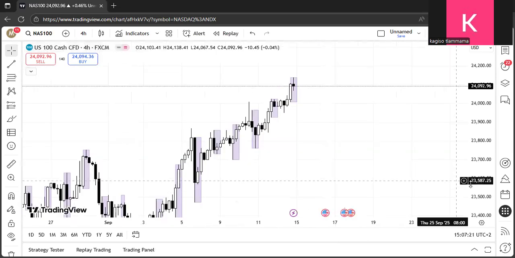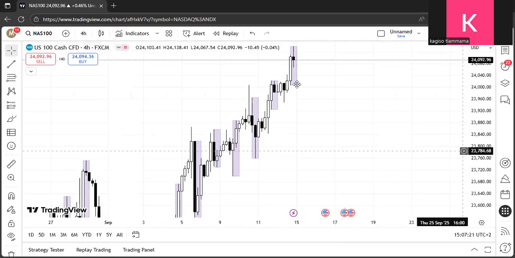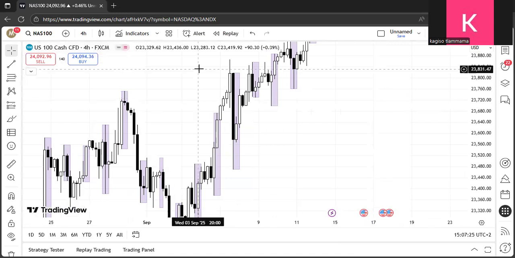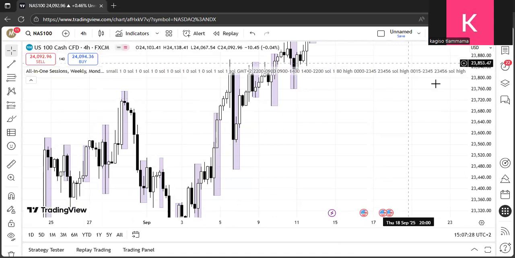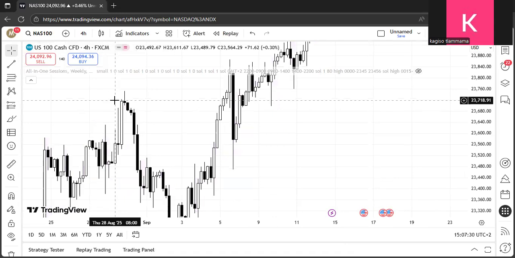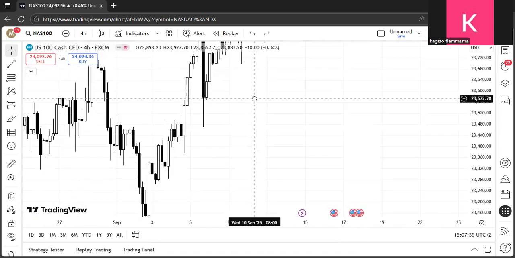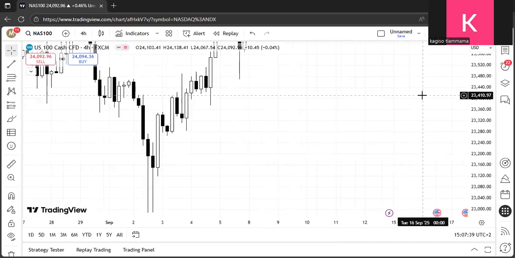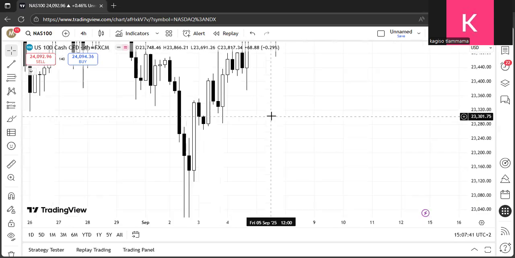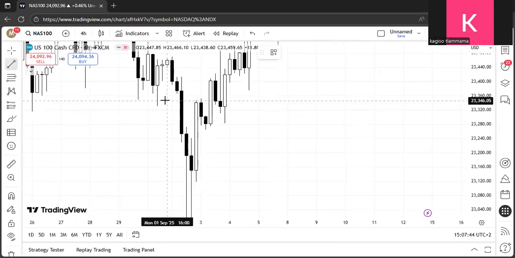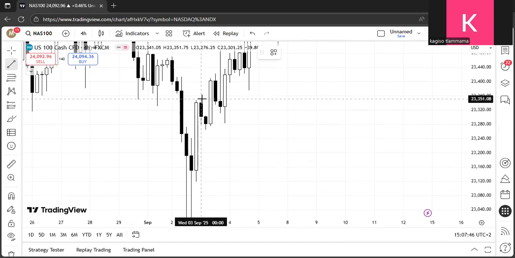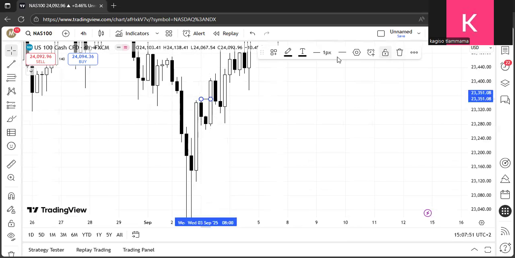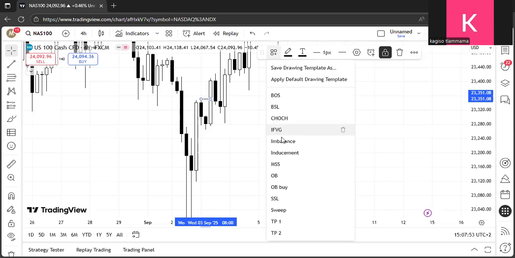Okay, let's try to see how the structure was moving before we apply our indicator. Let's check the structure first. Okay. Start from like this high, it goes down, then it starts to push down to this low. Nice. Okay, this is our change of character.